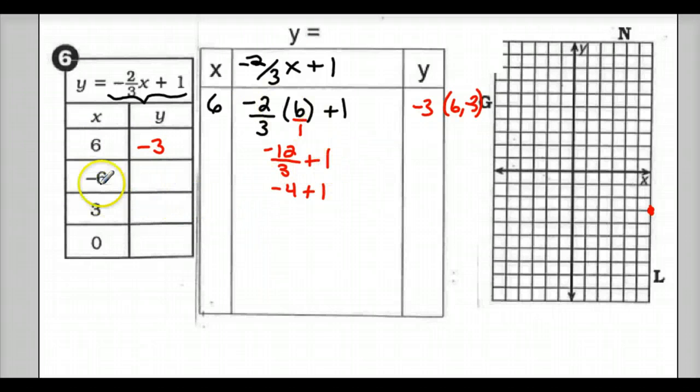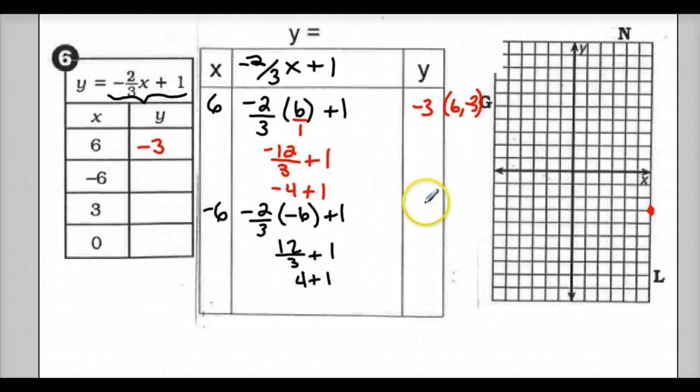My next x value is negative 6. So I'm going to put in now a negative 6. So this is negative 2/3 times negative 6 plus 1. Well, we do the same thing here. So this time, instead of it being negative 12 over 3, it's going to be a positive 12 over 3 plus 1. Well, that we know gives us 4 plus 1. So now our y value is going to be 5. I forgot to change colors, but I think you get the idea. So (-6, 5) is our second ordered pair.